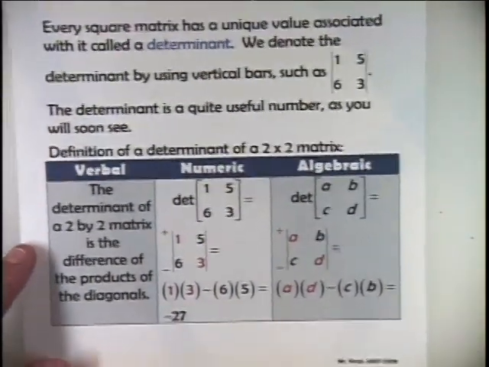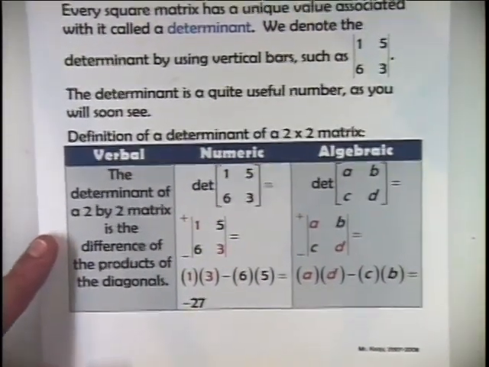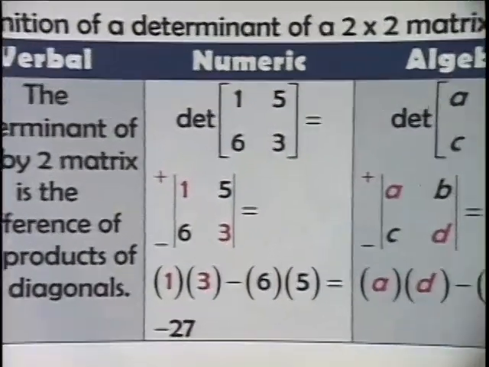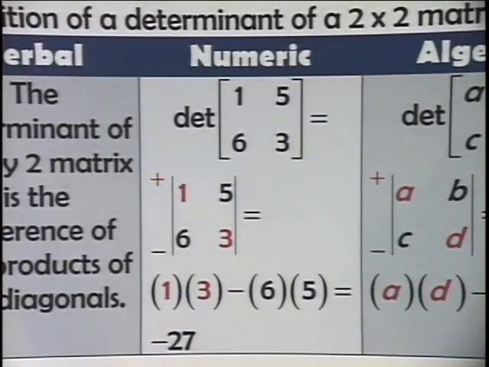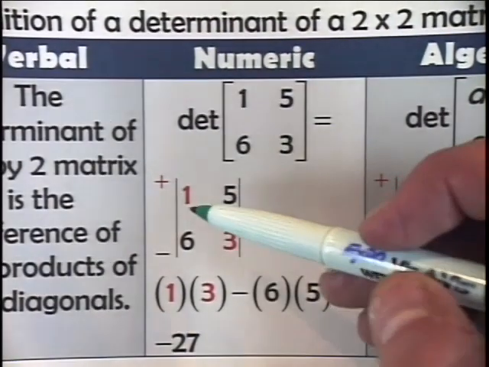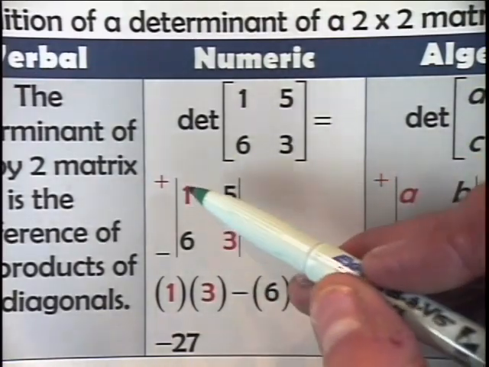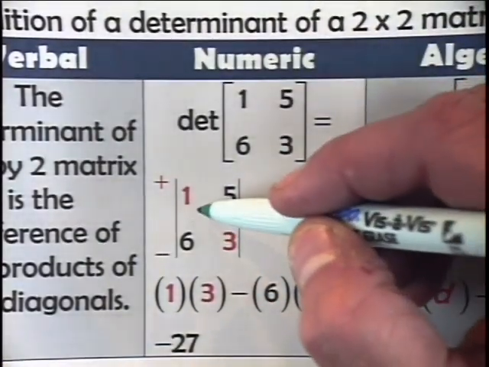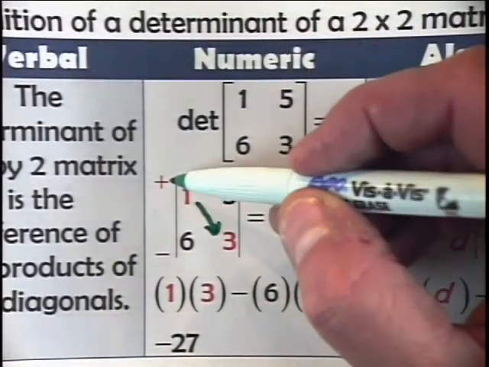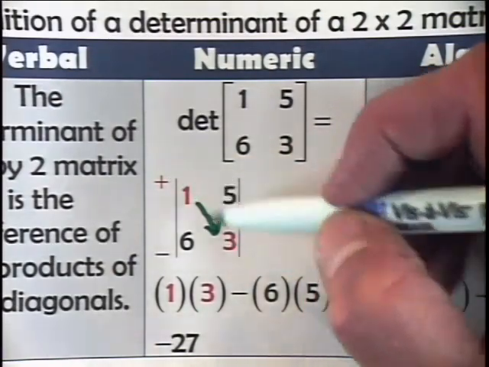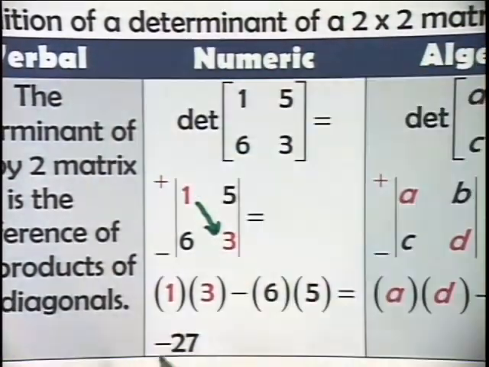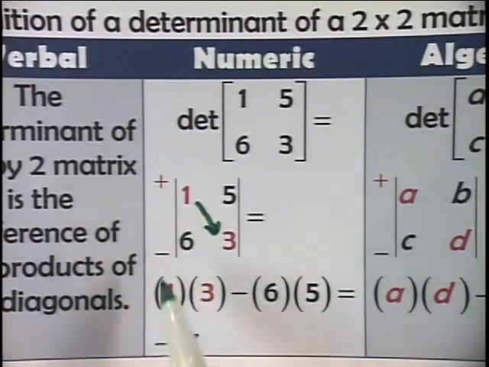Now, how are we going to calculate it? If we look right here, I've actually shown you how we're going to do this. Very important. We're going to take the difference of the products of the diagonals. We must always start with the main diagonal. So if I rewrite the 1, 5, 6, 3 with the vertical bars, 1 and 3, those are on the main diagonal. This plus sign here means that we're going to take that to be a positive number, 1 times 3, down here, 1 times 3, with a positive in front. That's the main diagonal. It has to go first.